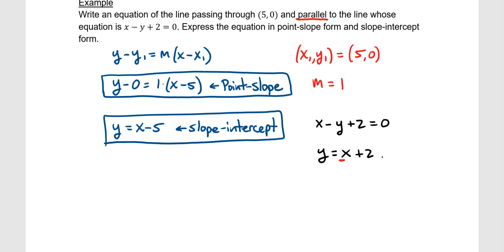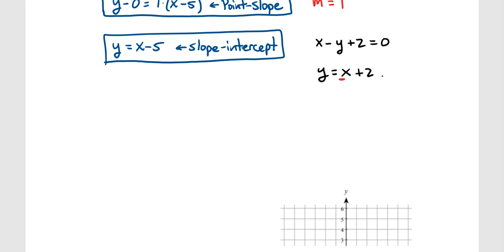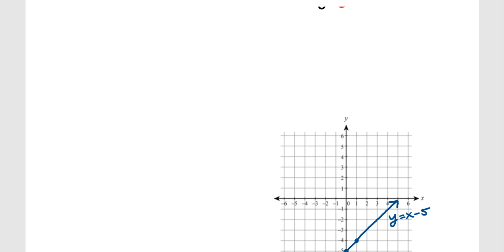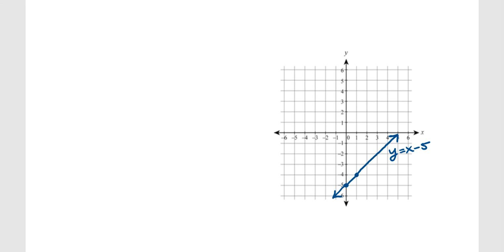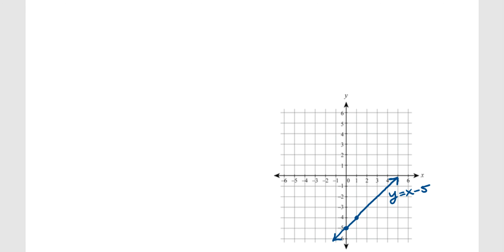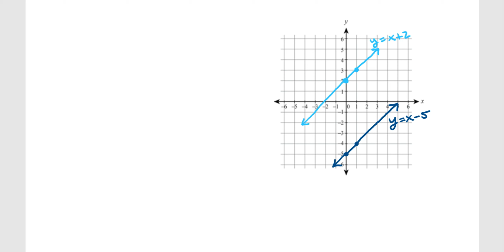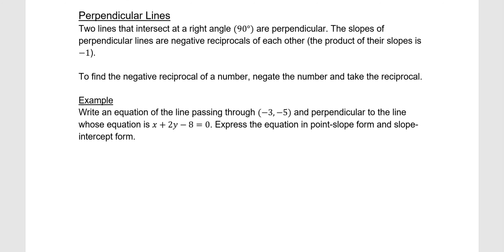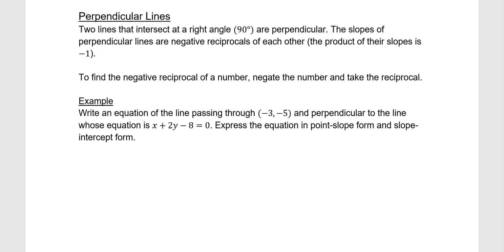Okay, so I'm going to graph this, and I'll graph the line that it's parallel to. So graphing y equals x minus 5, we end up getting this line right here. And now let's graph the line it's parallel to just to make sure. That's y equals x plus 2. And we can see that we most likely did it correctly. These lines look like they are parallel to one another. Okay, so those were parallel lines.